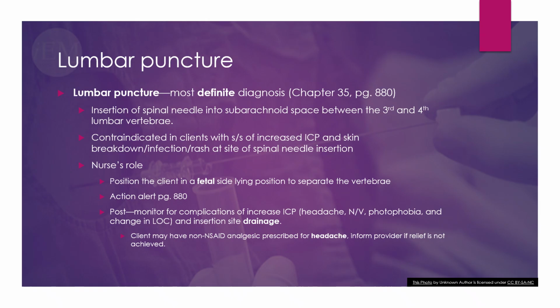So the lumbar puncture is the most definitive diagnosis, and information about the lumbar puncture can be found on page 880 in your textbook. This is the insertion of a spinal needle into the subarachnoid space between the third and fourth lumbar vertebrae. It is used to obtain cerebrospinal fluid pressure readings with a manometer. It's used to obtain cerebrospinal fluid for analysis, check for any spinal blockage that may be caused by a spinal cord lesion, inject contrast medium or air for a diagnostic study, or inject selected drugs.